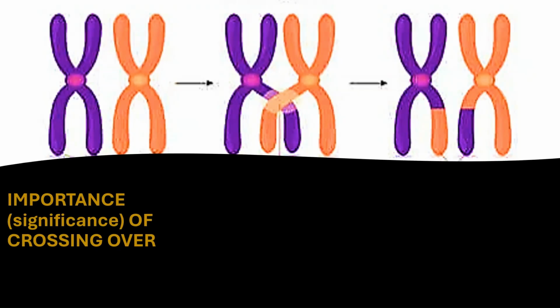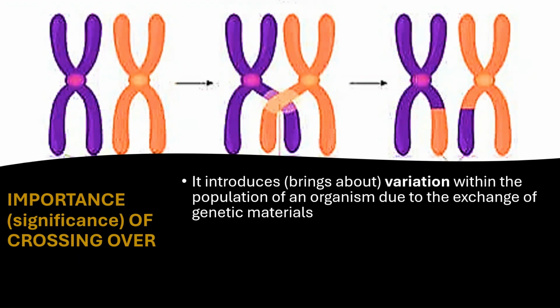Then let us ask ourselves: why should chromosomes undergo crossing over? Is it even necessary? Hence, we need to look at the significance of crossing over. Crossing over is important because it brings about variation within the population of an organism due to the exchange of genetic material. Mind you, meiosis leads to the formation of ovum and sperm cells. And what do you do with an ovum and a sperm cell? You fertilize it, and when you fertilize it, you form a zygote. A new organism will emerge.